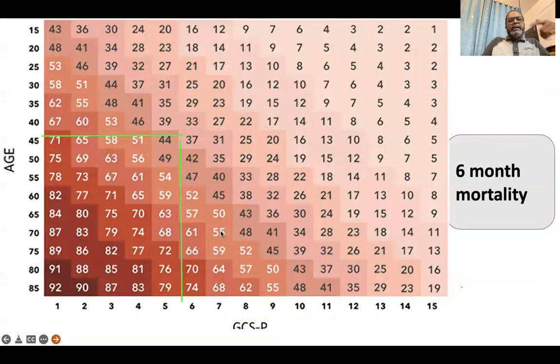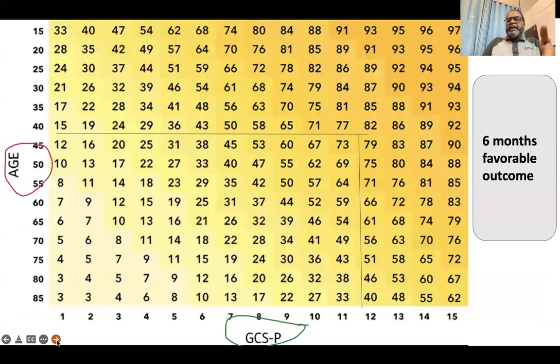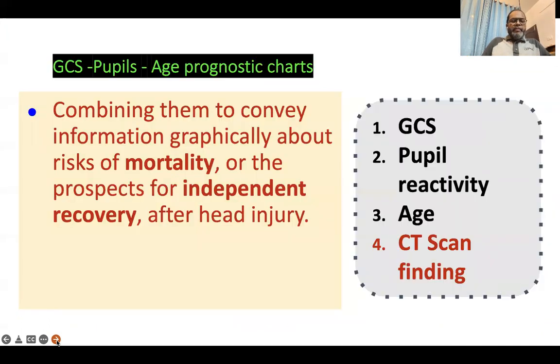This is the nomogram which predicts mortality, where you can see that age is plotted against GCS-P. This other nomogram predicts the 6-month favorable outcome following a traumatic brain injury. Combining them conveys the information graphically about the risk of mortality or the prospects of independent recovery after head injury.